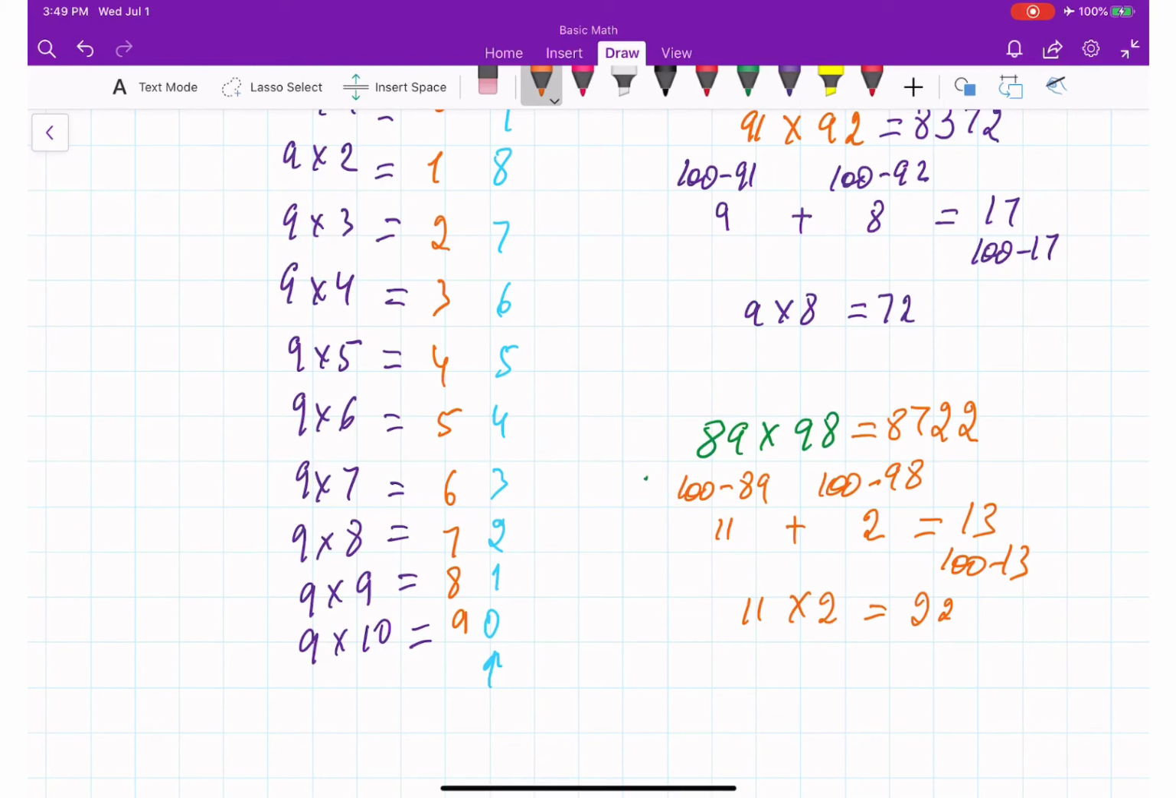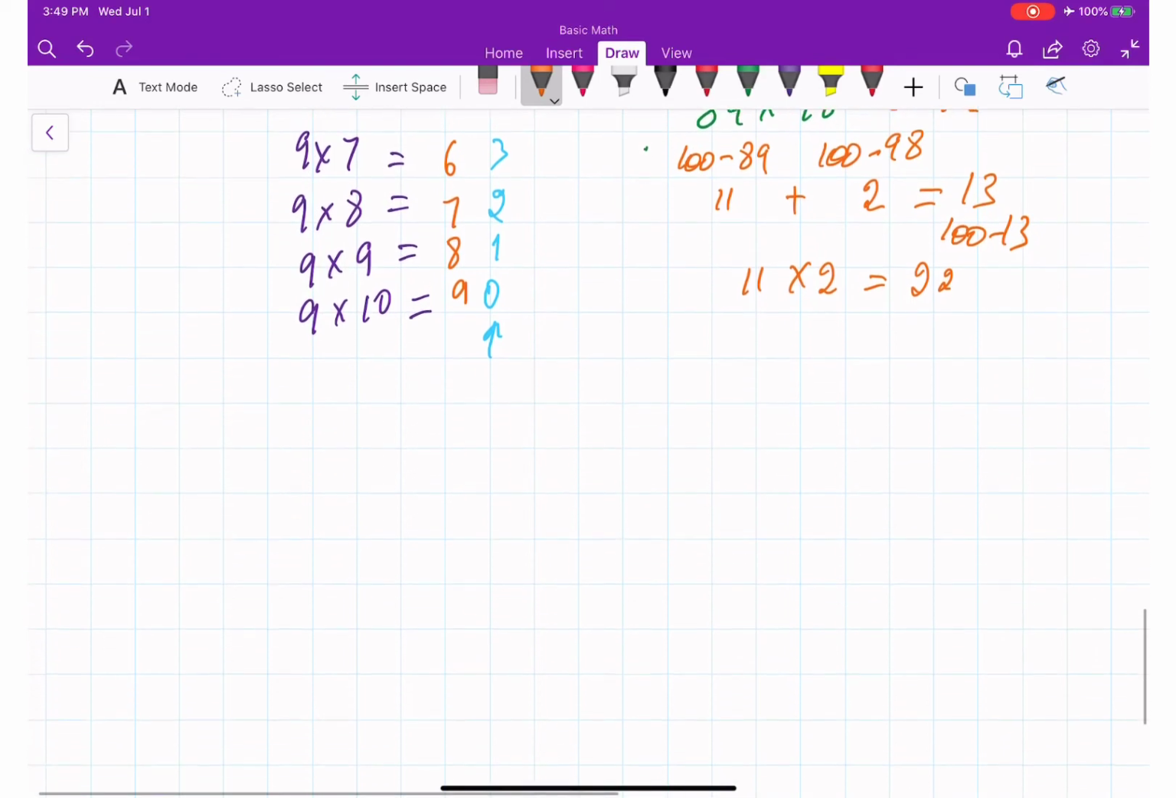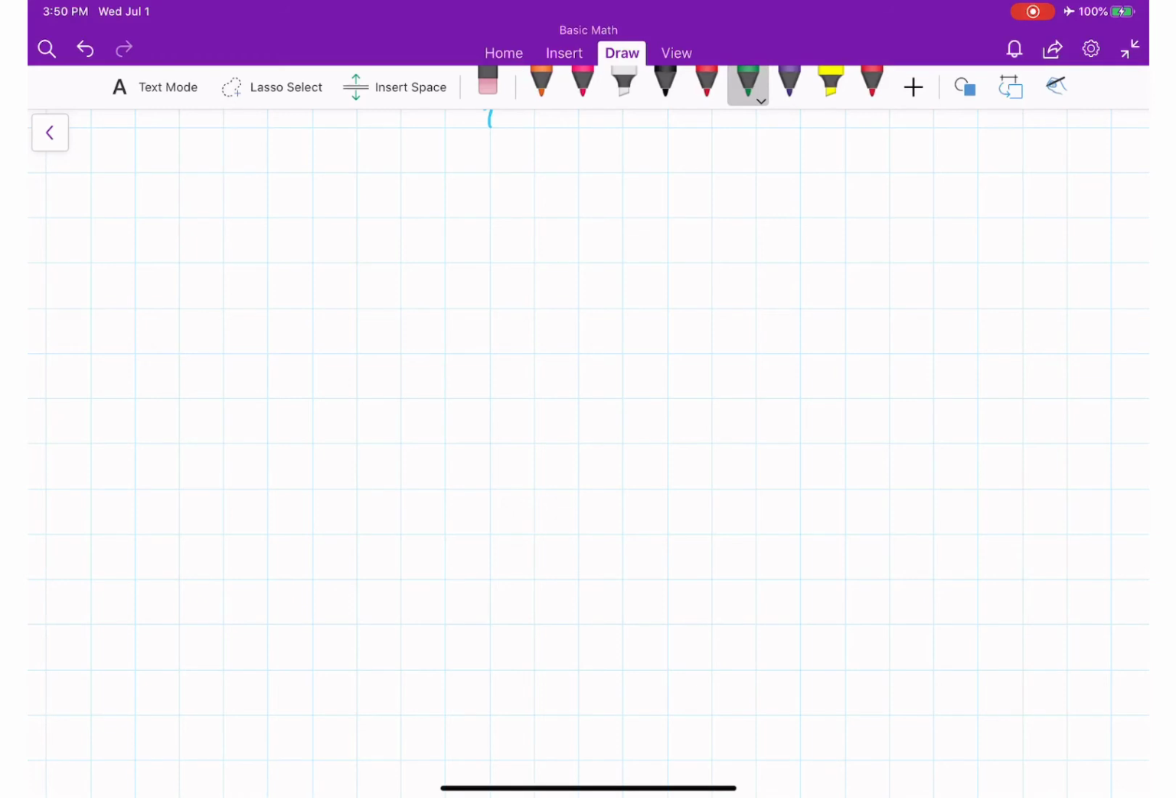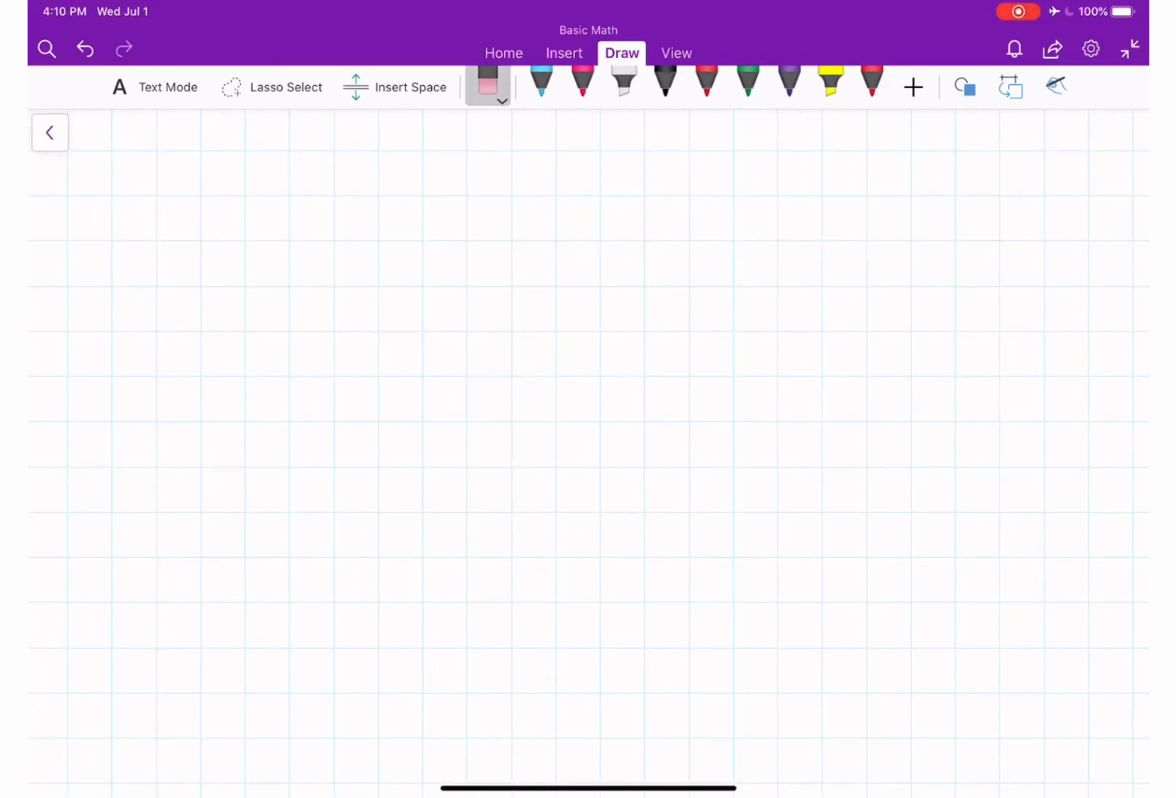Next, multiplication by 11. We are doing multiplication by 11. 11 times 45. So, write down 4 here, 5 here, and in the middle it's going to be 4 plus 5. 495. Check on calculator.